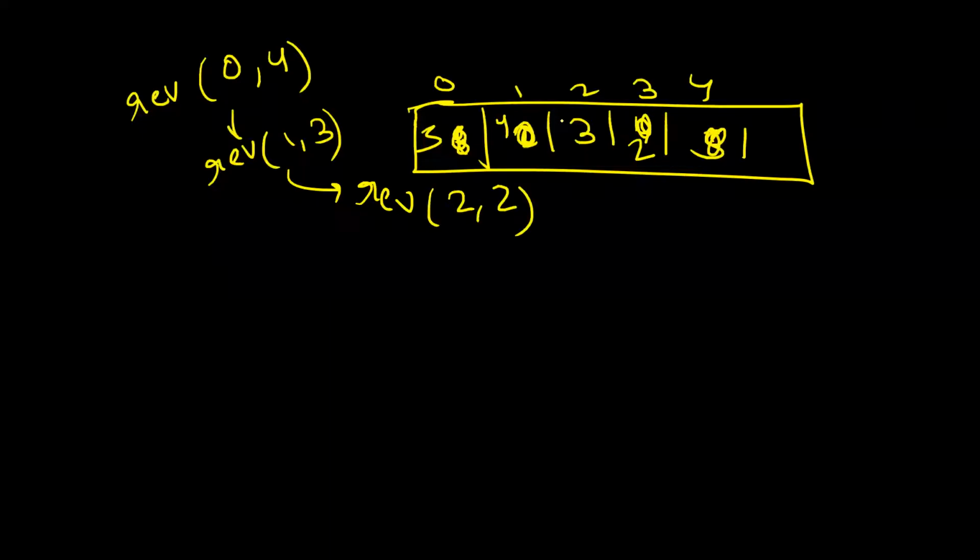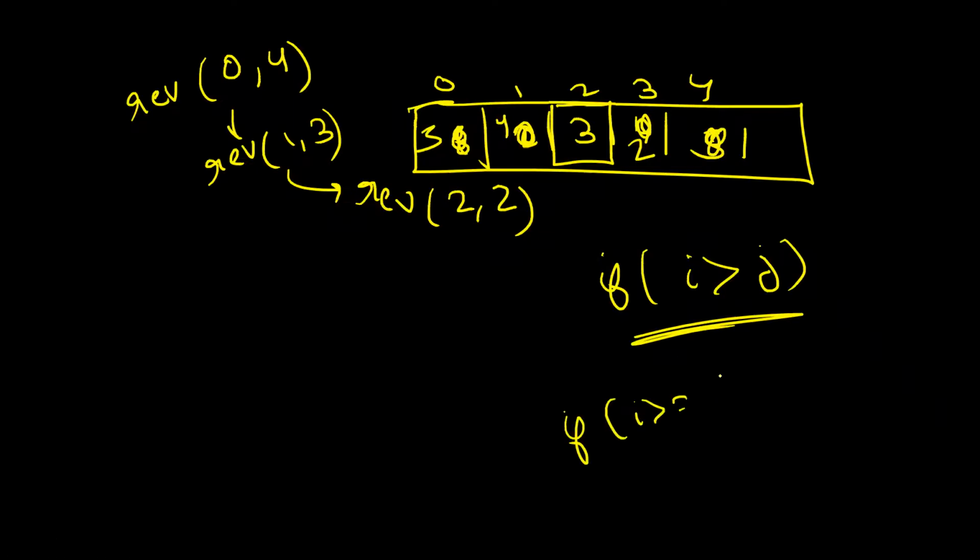Now, if i and j are both the same, you are looking at a single element, so you can simply return. If you swap 3 with itself, that is also fine. And if you return, that is also fine. So your base case can be any one of these: if i greater than j, or if i greater than or equal to j. Any one of these can be made the base case. If you make it i greater than j, that is also fine, because for reverse 2, 2, you will swap this 3 with itself, and then you will call it on reverse 3, 1, that is i plus 1, j minus 1. So this will return.